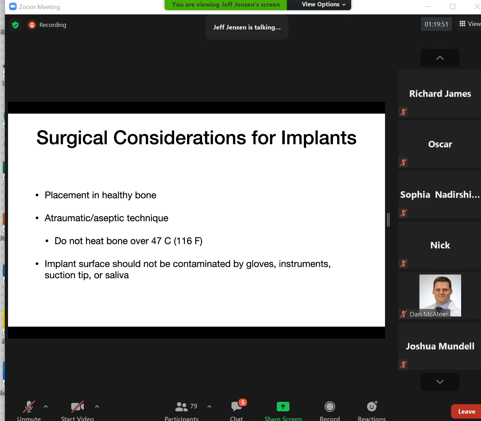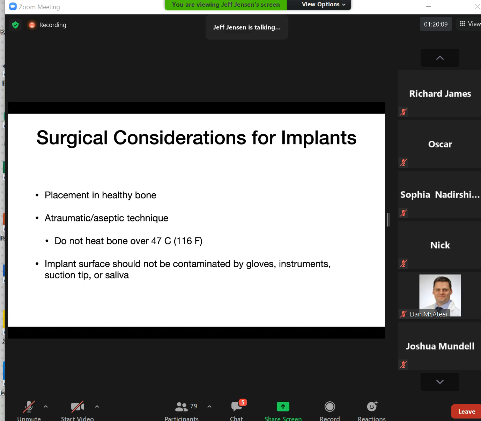Once the implant is taken out of the case, we shouldn't touch it with our gloves, instruments, or the suction tip. We should keep that area as free from saliva as we can, and immediately put the implant into the osteotomy and start to place it.